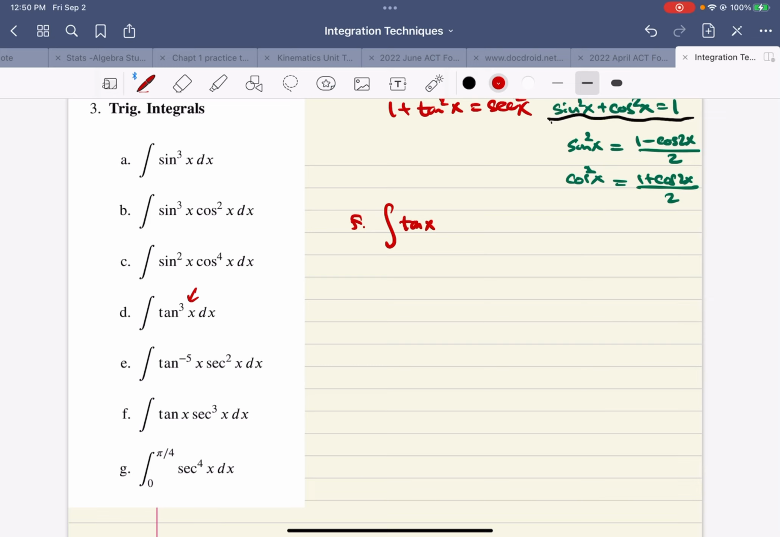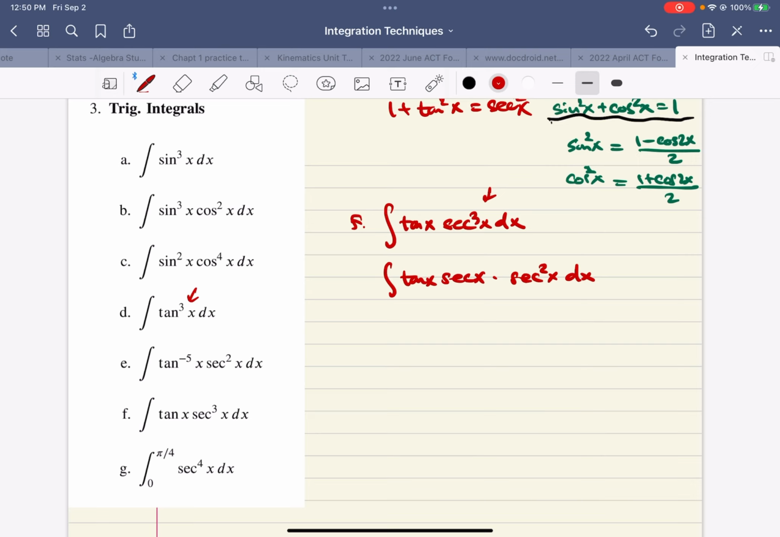Tangent x and secant cube x dx. Okay, so for an odd power, you always split it: tangent x, then secant x times secant square x dx. Let's do it that way.